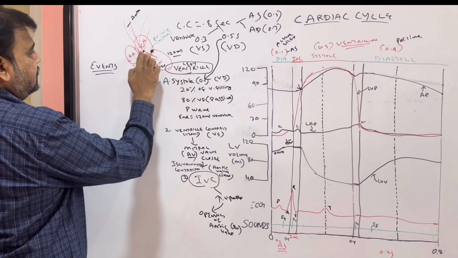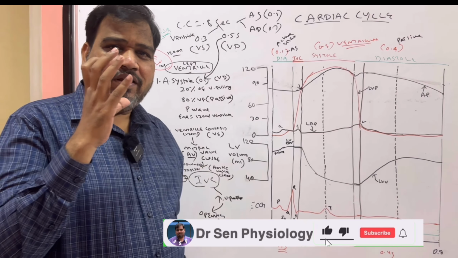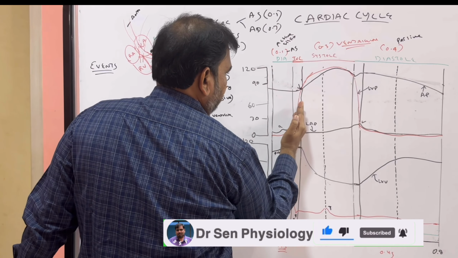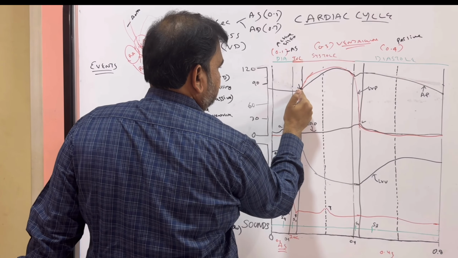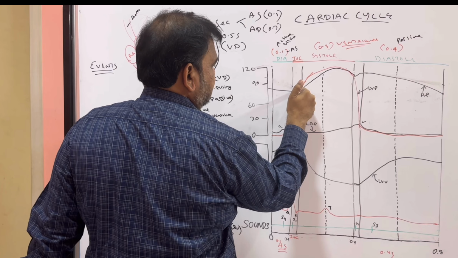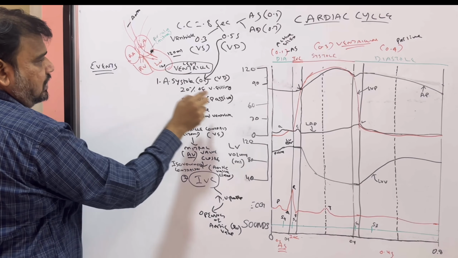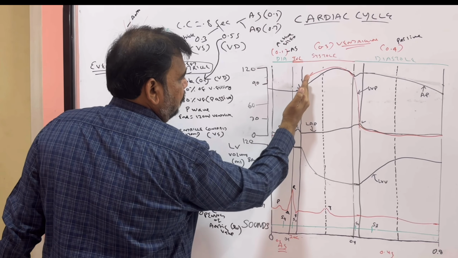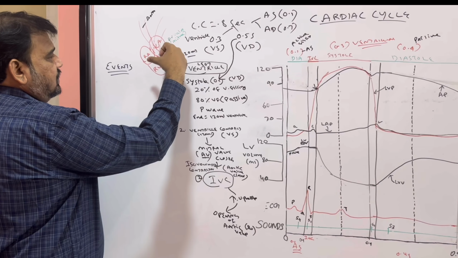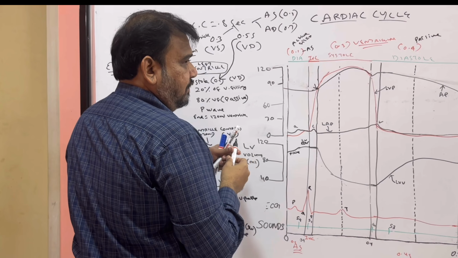Aortic valve opens. Initially it was closed. Why does the aortic valve open? Because the ventricular pressure is increasing. Once the ventricular pressure comes more than the aortic pressure, see here, even though aortic pressure is around 80, ventricular pressure is going more than 80, up to 120. So the ventricular pressure is more, and there is opening of the aortic valve.